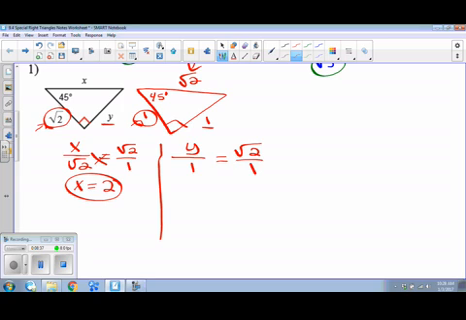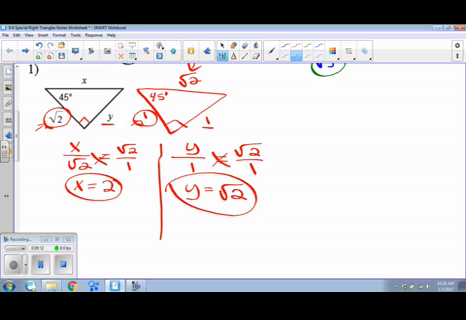Okay? And so now we just cross multiply. So y equals square root of 2. And leave it in exact form. Don't give me a decimal answer. That's why in the instructions it says leave your answers as radicals in simplest form. If it was, say, square root of 12, you would need to simplify that. Okay? Square root of 12 is equal to 2 square roots of 3. So you would need to simplify that. Any questions?